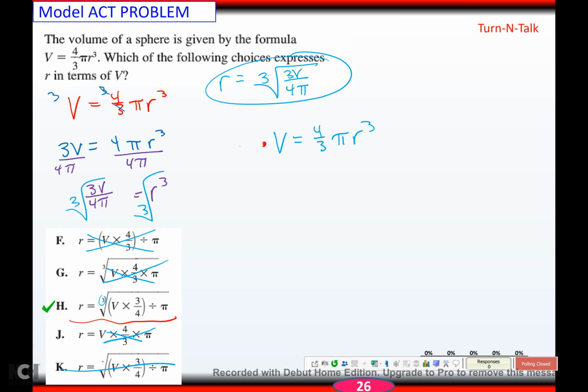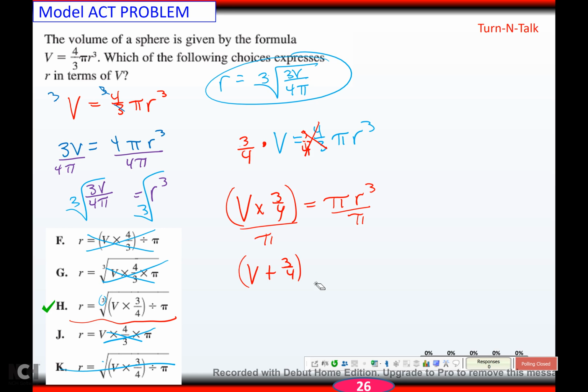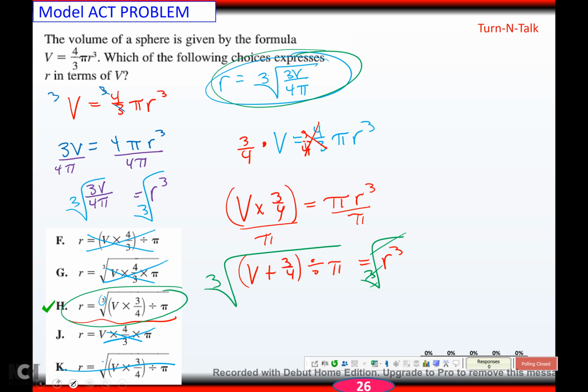Sorry, I'm trying to get a different color. They multiplied both sides by the reciprocal, which would be 3 over 4, because that cancels and that cancels. So then what they said was, well, okay, so far over there I've got v times 3/4 equals pi r cubed. So then they divided by pi, and they just wrote v times 3/4 in parentheses divided by pi equals r cubed. And then they took the cube root and just left it looking like that. Okay? That's how they got there, but it's the same thing as my answer. I think mine looks prettier.